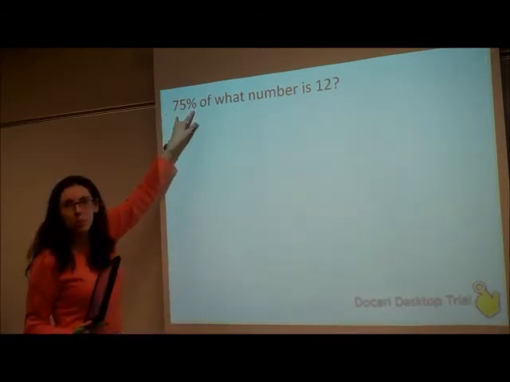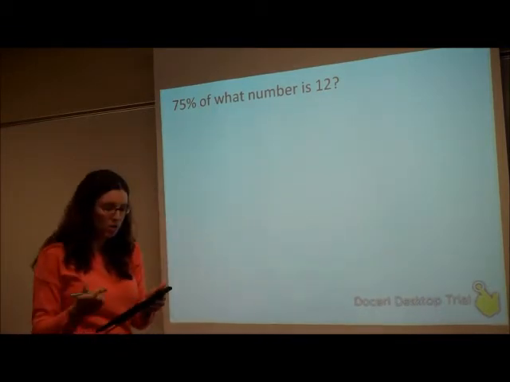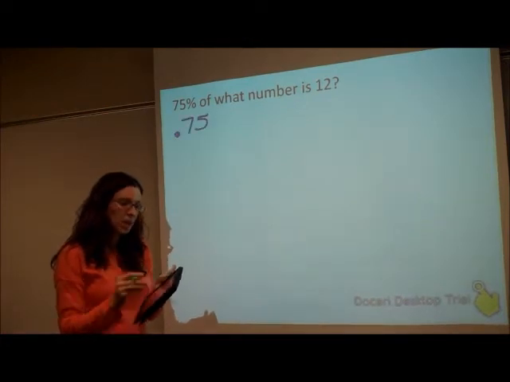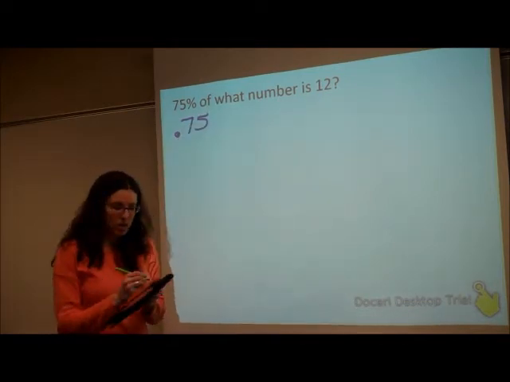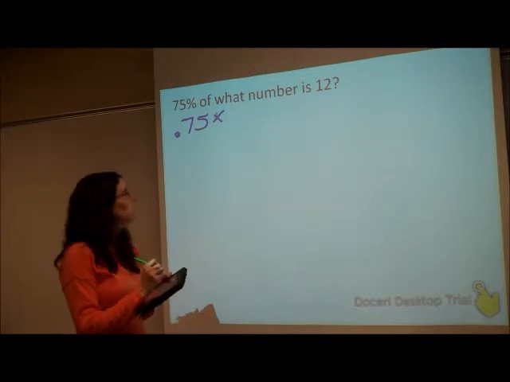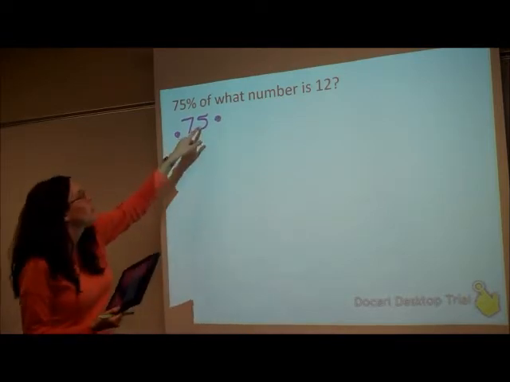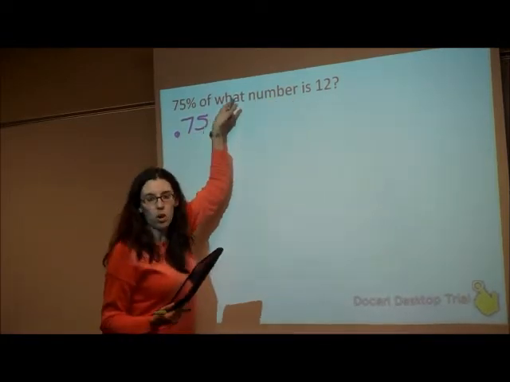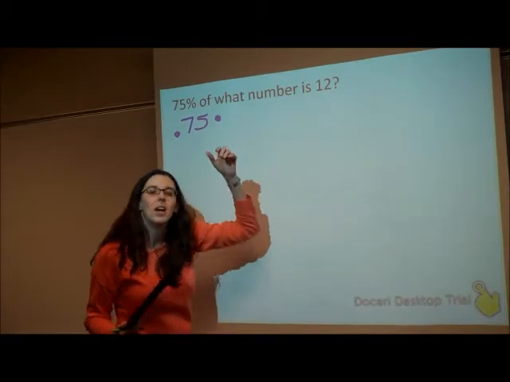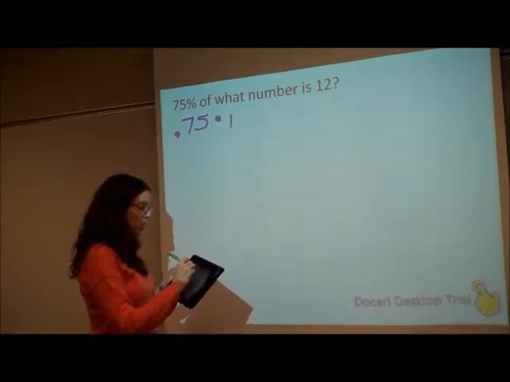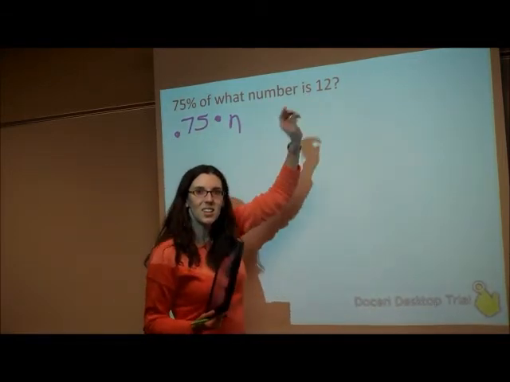Okay, so let's start with 75%. Remember, when we're dealing with percents in problems, we want to look at that as our decimal. So I'm going to change that into 0.75. Of is my keyword to multiply. I'm going to use an X here. Actually, I'll use a dot because we're going to have a variable coming up. So 0.75 times what number? Well, that's what you're trying to find, so this is my variable. Pick a letter. We're going to use n since it's what number. So 0.75 times n equals.